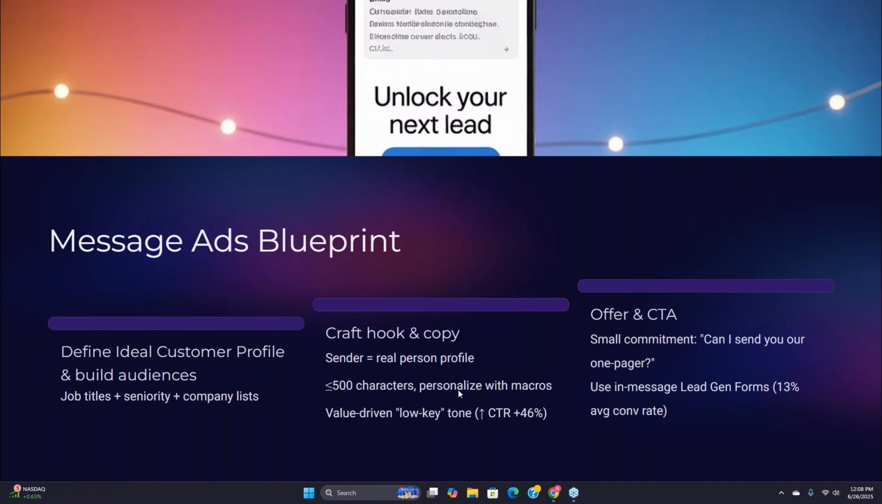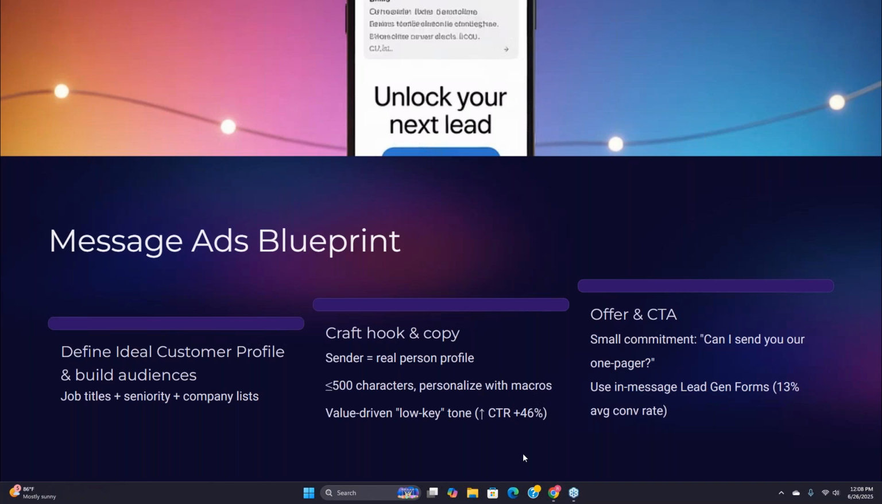Then we go to craft the hook and copy. As the sender of this campaign, you choose who is going to be the sender. It's going to be a real person, a real LinkedIn profile, whether that's you as the owner, CEO, or a salesperson. It will be their actual profile, they will see their picture and their title, more or less, in that little blurb that comes in through a message.